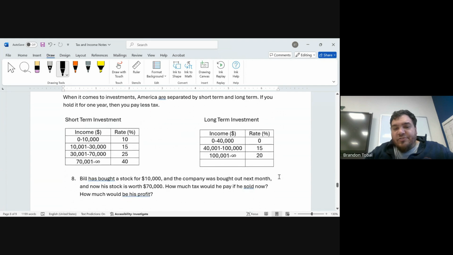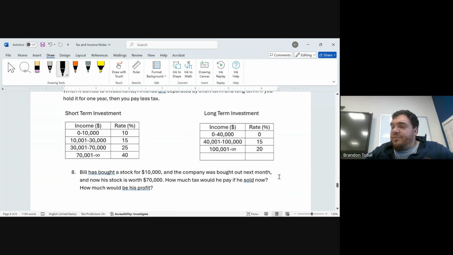Okay, short-term and long-term investments. Short-term and long-term investments are just bucket questions, but you just have to be careful because you have to calculate the profit and you have to figure out which box am I using, which bracket. Because we only get taxed on profit.